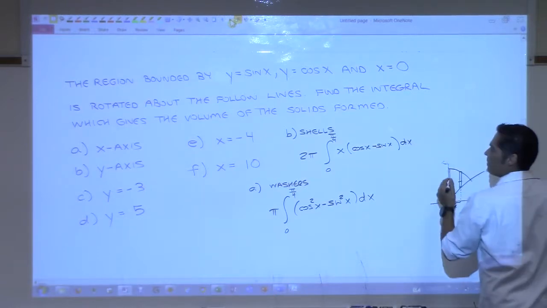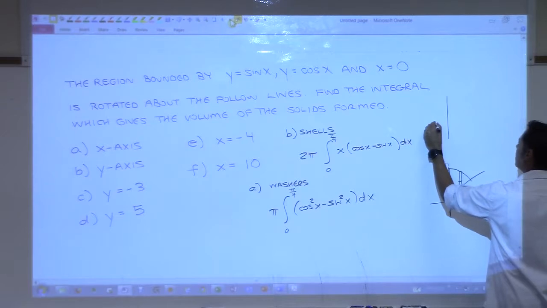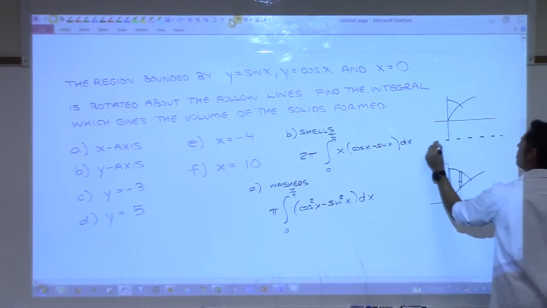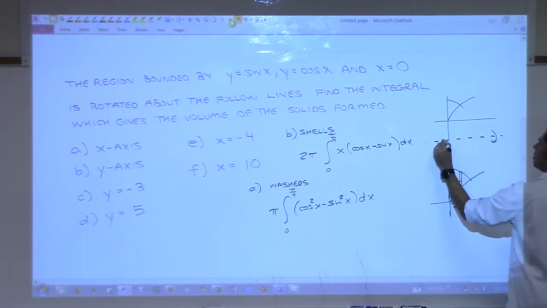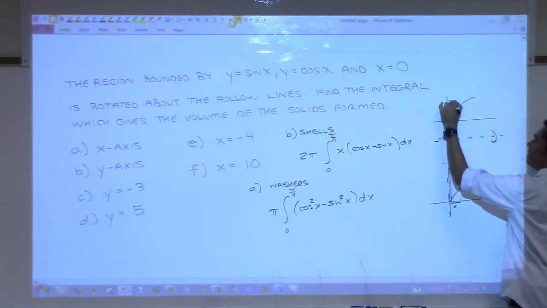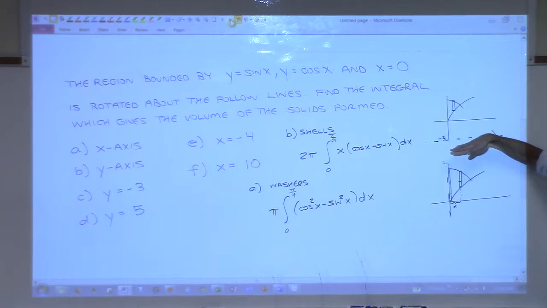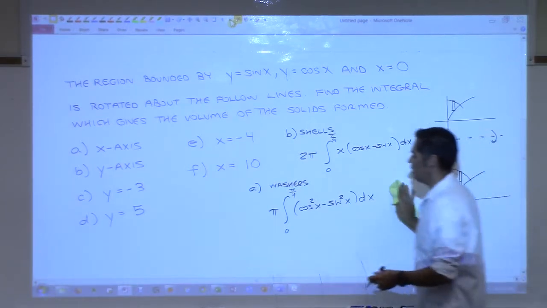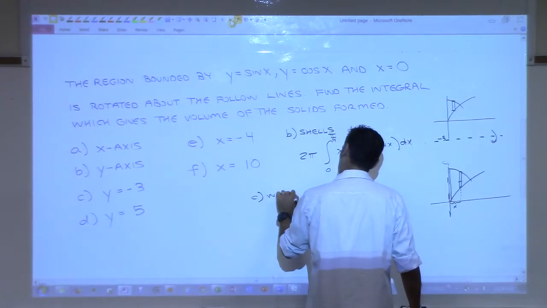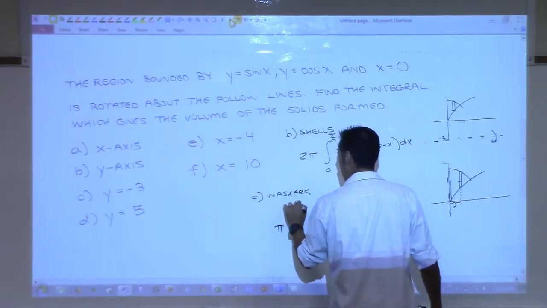So for C, the difference is we have this region and we're going to go around y equals -3. Here's our region, and we want to rotate around this line, which is down at -3. Again, I'm going to use washers because my rectangle is vertical, so my axis of rotation is horizontal. So I'm going to use washers for part C. My formula is pi integral 0 to pi over 4.